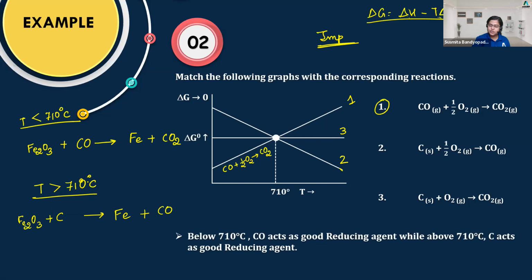After this temperature, it was found out that the delta G is most negative for this. This reaction is most feasible. So I should ensure that C should be on the left, CO should be on the right. Below that temperature, 1 is the best one. So I should ensure CO should be on the left. Means I should take this as a reactant and this automatically will be formed.